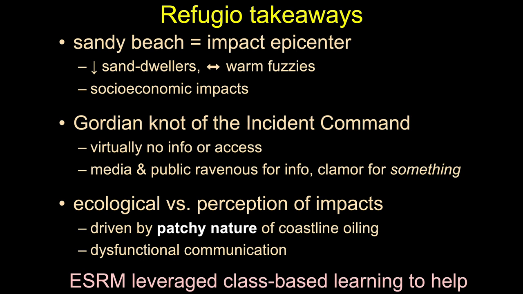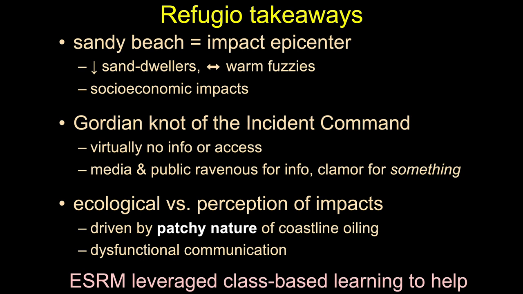Okay, so that's in summary about Refugio, what happened there with the spill. Oh, I also should have said, I didn't have a slide here. The Plains All-American was taken to court and found criminally liable for several aspects of the spill, most of which related to maintenance and to a lack of timely warning of the federal agencies, et cetera.